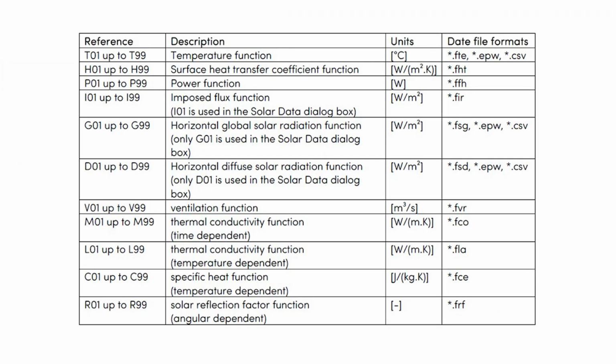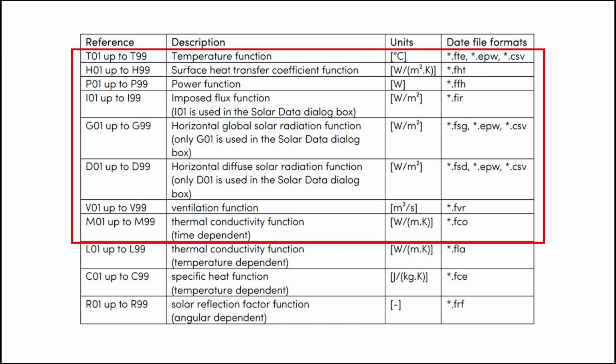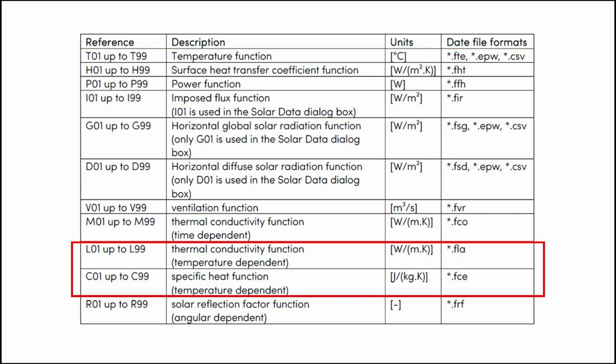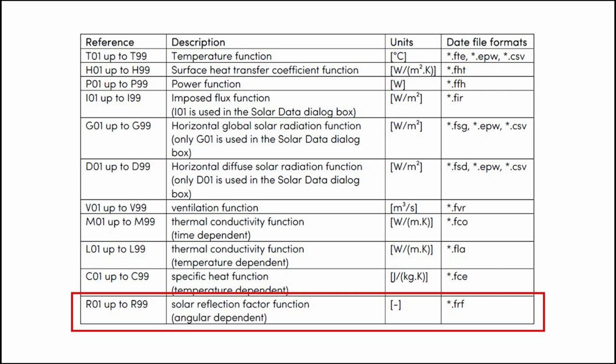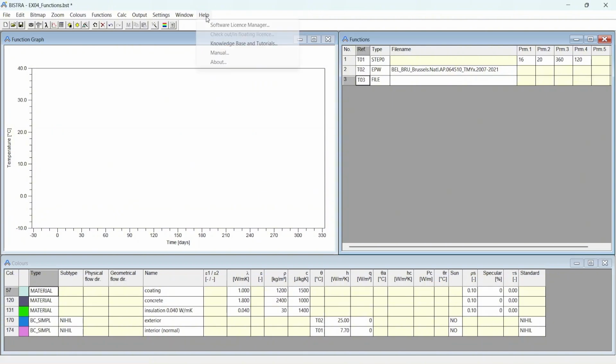We will create a new function using a customized data curve to define thermal conductivity as a function of temperature. Each data file has a unique extension corresponding to various parameters like temperature, surface heat transfer coefficient and so on, as shown here. Apart from time-changing functions, it is also possible to have temperature-changing or angular-dependent functions with their corresponding file extensions as depicted here. You can further read in detail at BISTRA manual.